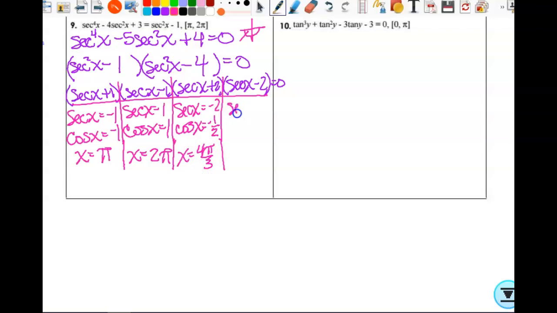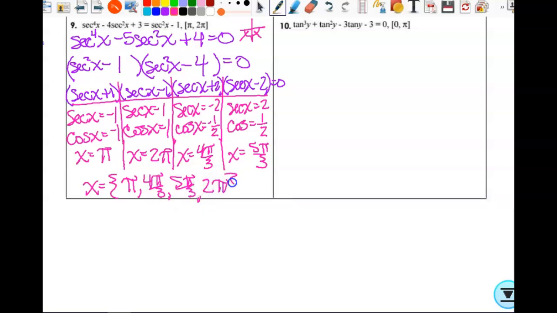Then I have that secant x equals 2, which means that cosine is 1/2. Cosine's positive in the fourth quadrant. I know it's a pi thirds angle. My fourth quadrant pi thirds angle is 5 pi thirds. So then I just do all this, least to greatest. I start with pi. Then I have 4 pi thirds. I have 5 pi thirds. And I have 2 pi.